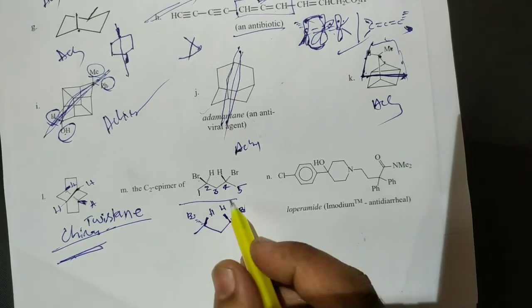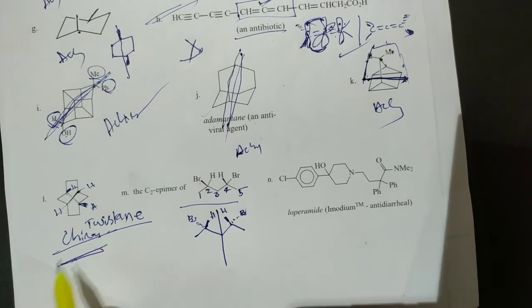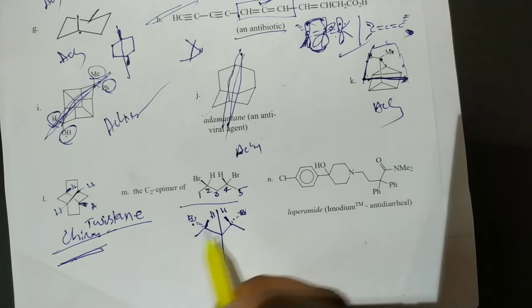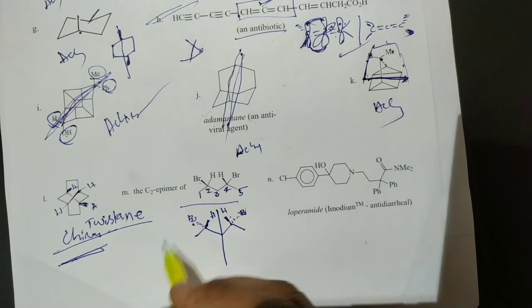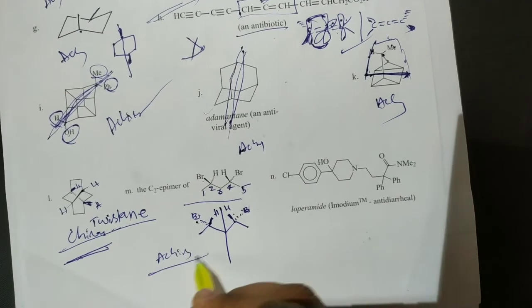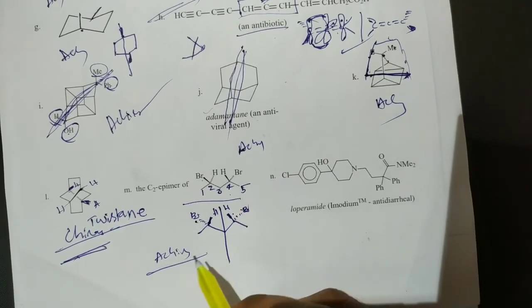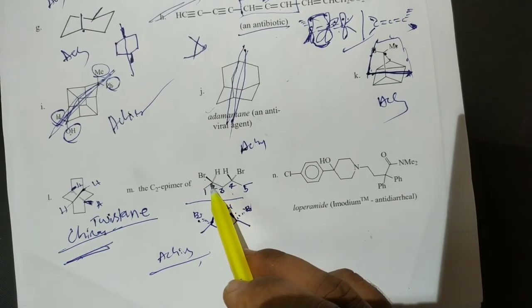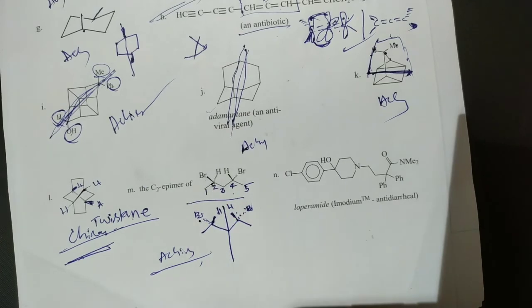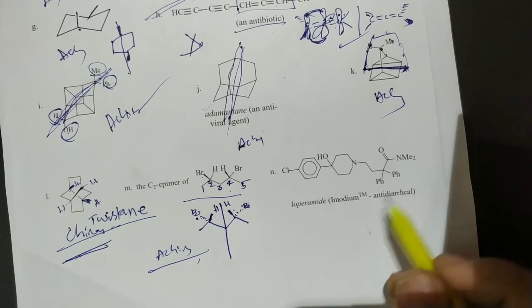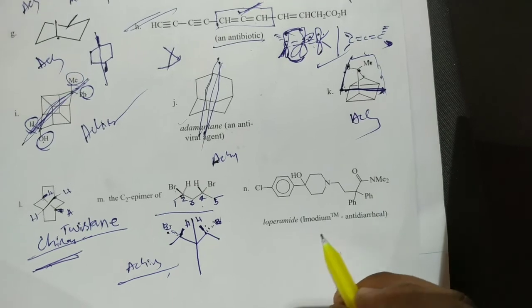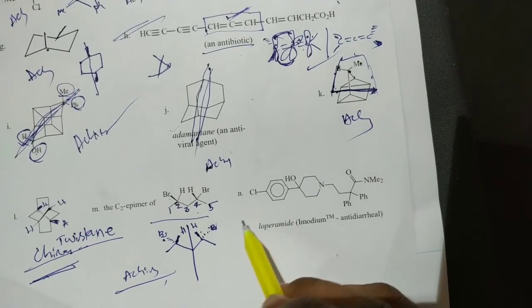Okay, now in this case this one has a plane of symmetry because here below the plane, here below the plane, hydrogen above the plane, hydrogen above the plane, so this molecule is an achiral molecule. Okay, the C2 epimer means you have to change the configuration at the second carbon. That's it. Next, coming to this one, there's a different molecule here.